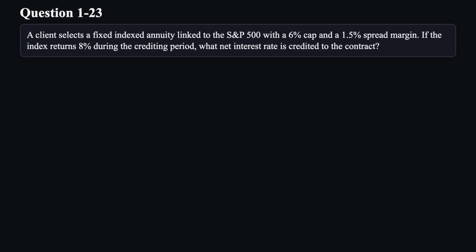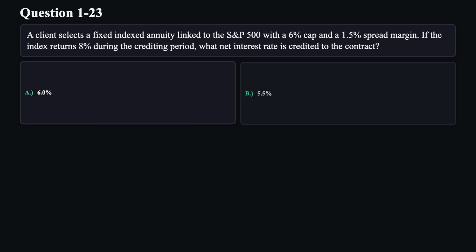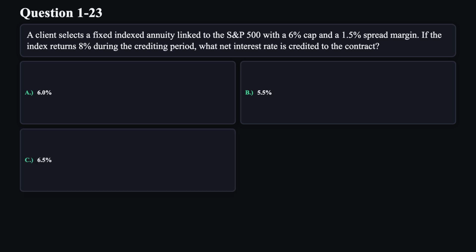Question 23. A client selects a fixed indexed annuity linked to the S&P 500 with a 6% cap and a 1.5% spread margin. If the index returns 8% during the crediting period, what net interest rate is credited to the contract? A. 6.0%, B. 5.5%, C. 6.5%, D. 4.5%.